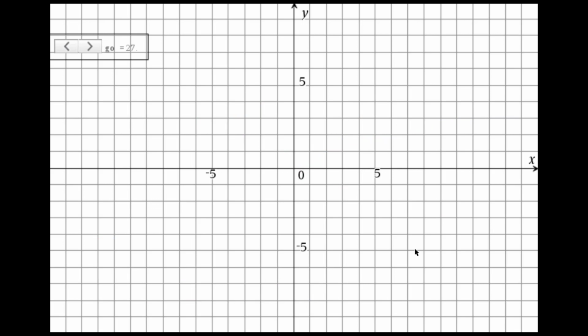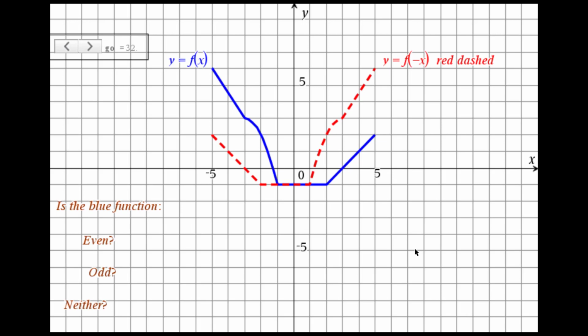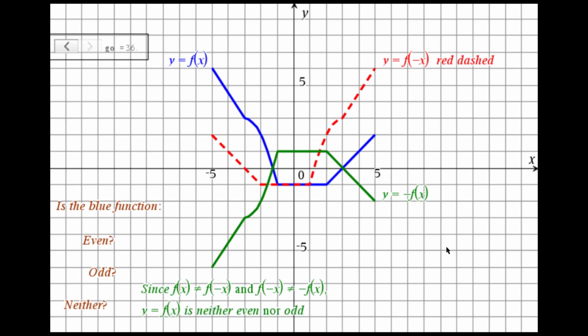The fourth and last one is a generic function that I made up, y equals f of x, this blue function right here. We're going to graph y equals f of the opposite of x, red dashed. You can see those are not the same, so this is not an even function. We'll also graph y equals the opposite of f of x in green, and you can see that it's a reflection about the x-axis of the blue. None of these are the same, so the function is neither even nor odd.